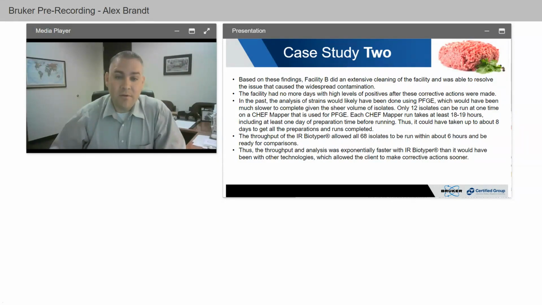However, by using the IR Biotyper, we were able to run all 68 isolates within about 6 hours and have them ready for comparisons. So that was exponentially faster. And that throughput was very, very much appreciated by the customer, because it then allowed them to make their corrective actions sooner and get back up and running very quickly thereafter.